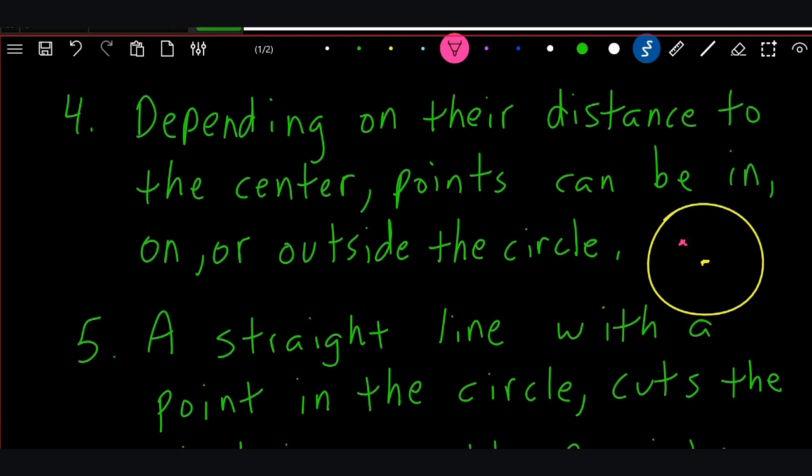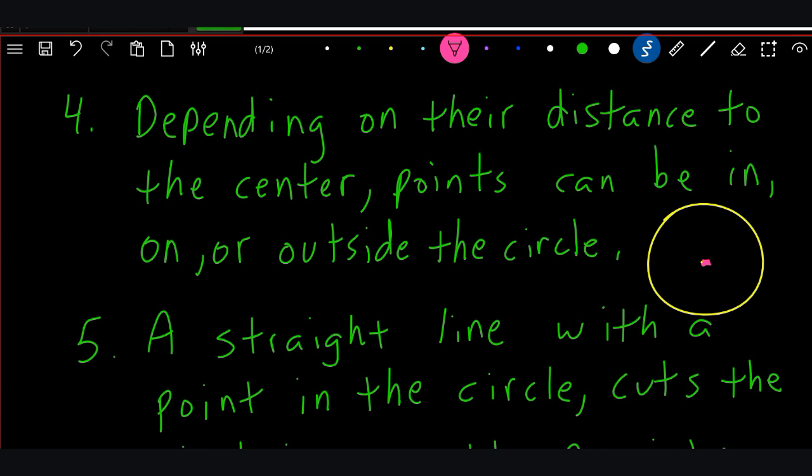A point can be inside the circle, okay? A point can be on the circle, or a point can be outside the circle. There's really no other relationship. I guess you could say, well, the point can be on the point. Yes, it's still inside the circle, okay? So yes, the point could be on the point. The point could be the center point. But that center point is still inside the circle.